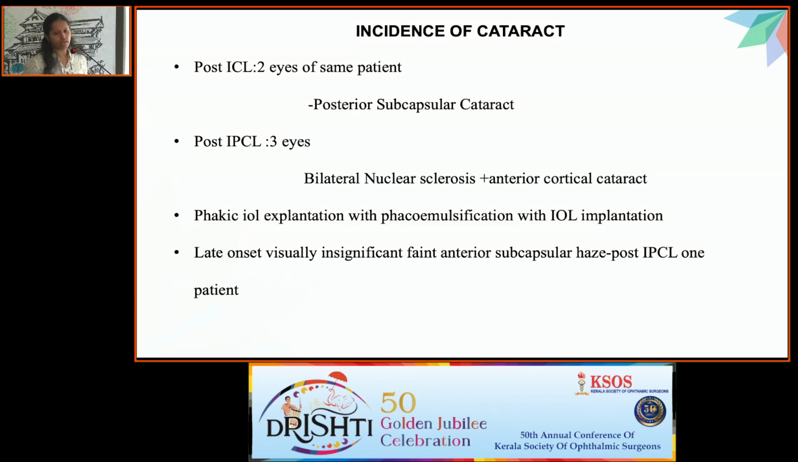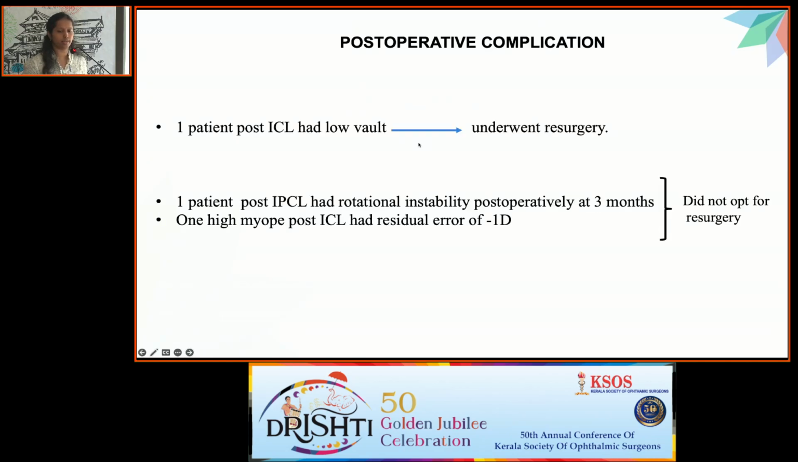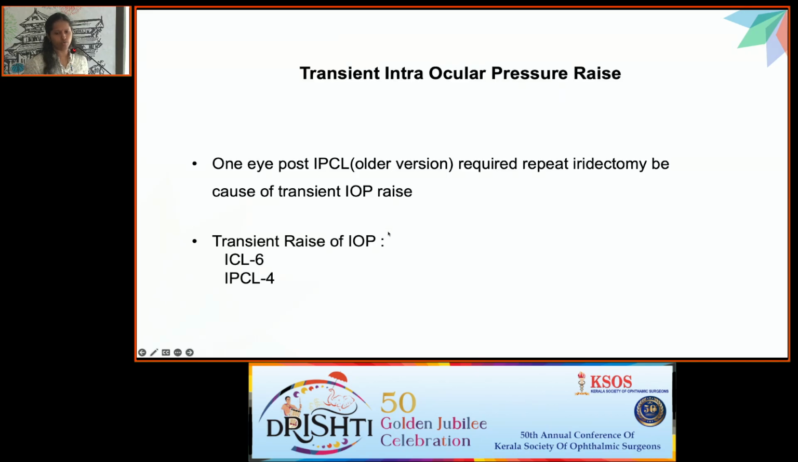And 1 patient in IPCL had a late onset visually insignificant faint anterior subcapsular haze. In those two where it was visually significant, phakic IOL explantation with phacoemulsification and cataract IOL implantation was done. And about the resurgeries, 1 patient due to low vault underwent resurgery, and 1 patient post IPCL and ICL had a residual error which did not go for resurgery.